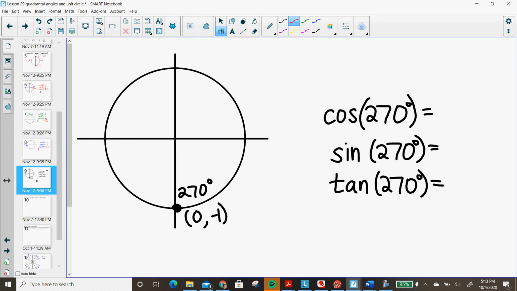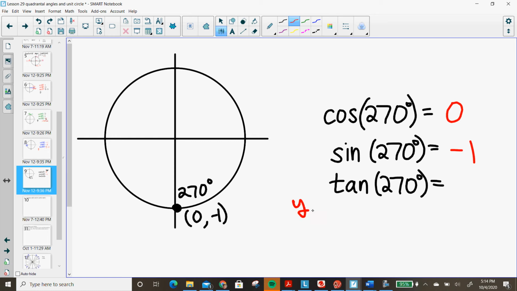If we move to the bottom of the unit circle, now we can talk about the values for 270 degrees. That means we are at the bottom of the unit circle, so we are at 0, negative 1. So that means that the cosine of 270 must be the x coordinate, so it must be 0. The sine of 270 must be the y coordinate, so it must be negative 1.